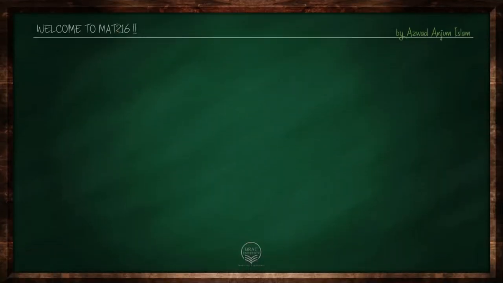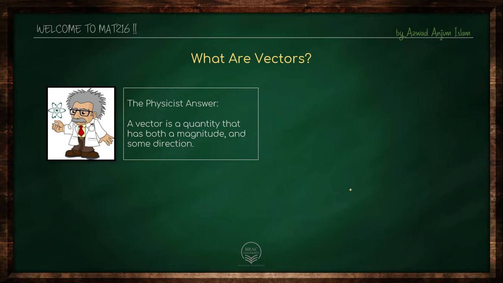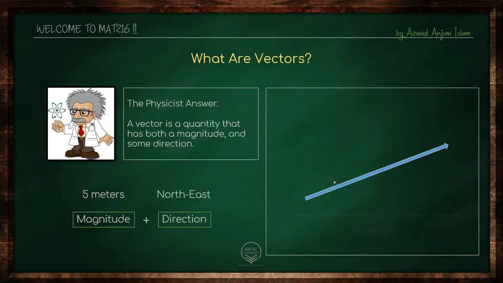The first question obviously is, what exactly is a vector? Now, if you ask a physicist, he will give you the answer that you are probably more familiar with. A vector is something that has both a magnitude and some sort of direction. So if something is 5 meters long, this is not a vector because all we have so far is the magnitude. If we add a direction to it, say this is not only 5 meters long, it's towards the northeast direction. So along with the magnitude and direction, now we have a vector at our hand.